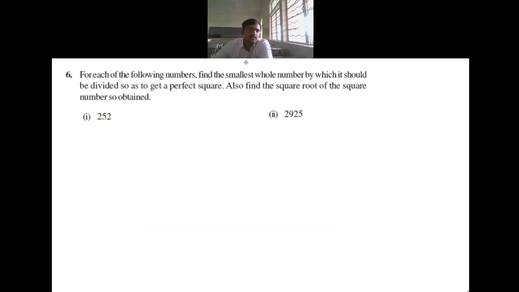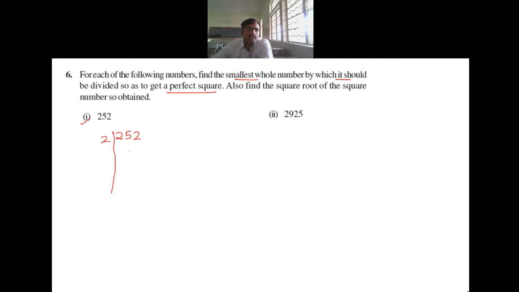Now we have a different question. For each of the following numbers, find the smallest whole number by which it should be divided so that it becomes a perfect square. So we should do the same steps, but at last we should divide by the last number, sir. So the unpaired factor will be cancelled. So 252, let's divide.